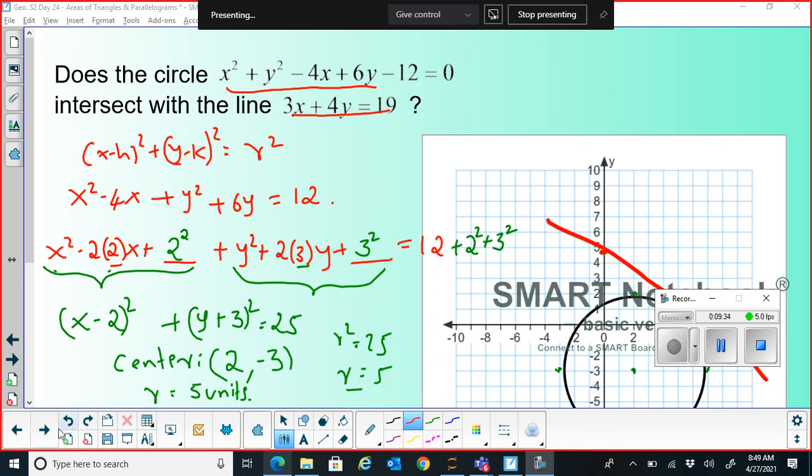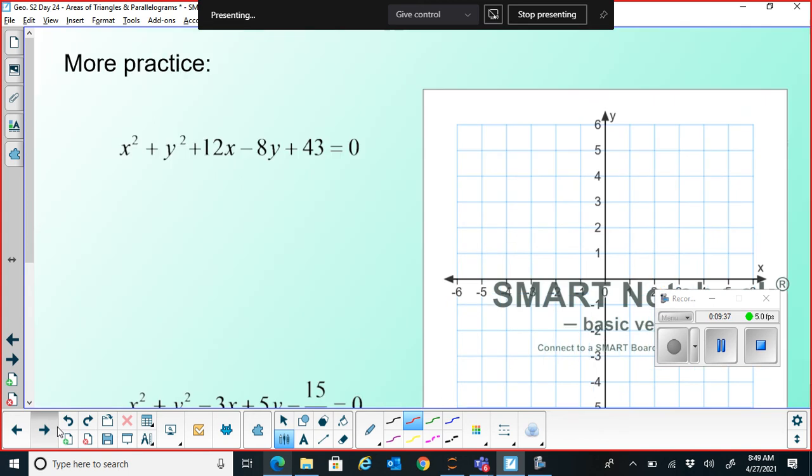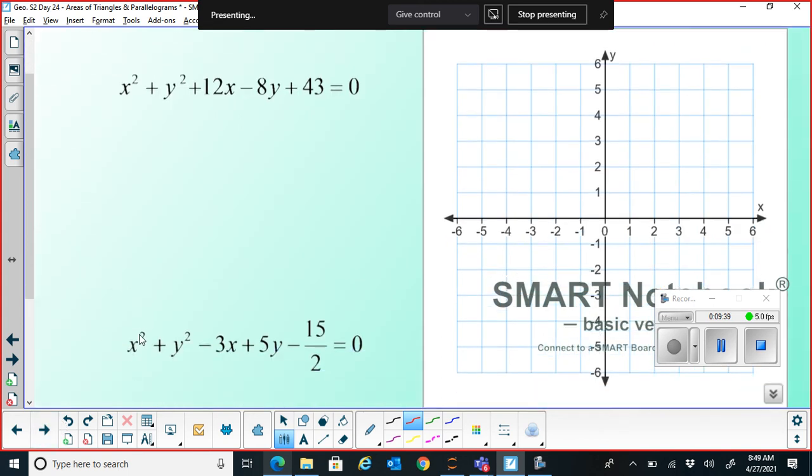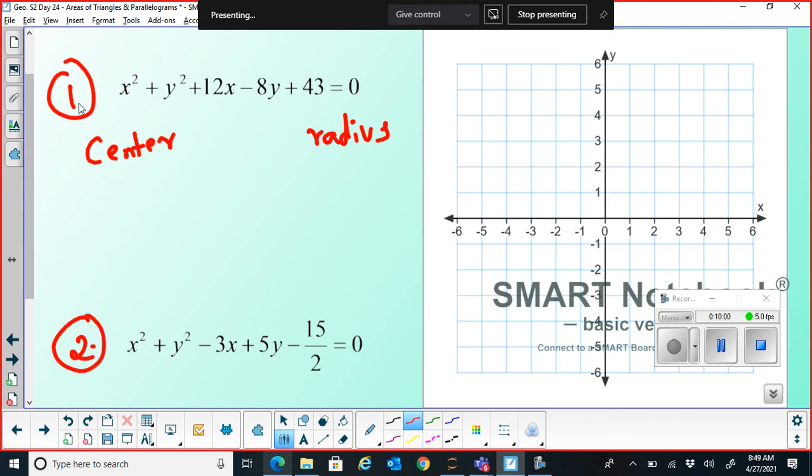I want you all to try a couple more examples. I want you to convert these two into standard form and tell me the center and radius for each of them. I'll call this problem 1 and this problem 2. I'll give you exactly 4 minutes from now. Try these two problems and we will go over the solution after 4 minutes. Okay, try these two.